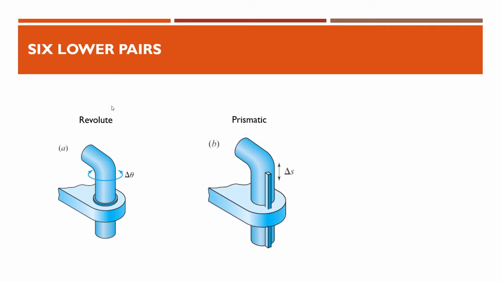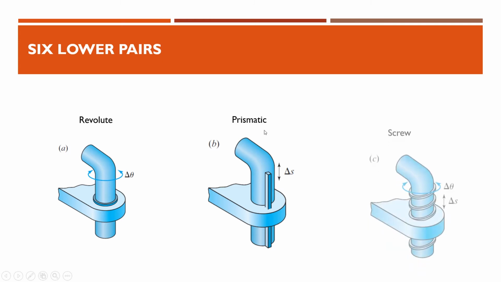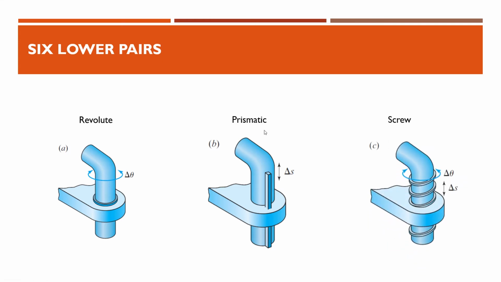Second one is a prismatic pair. This can only slide. I indicated the direction also: this can only slide in the vertical direction. Because this slot is provided, it can only slide, so this is a prismatic pair. Third one is a screw pair. It can rotate as well as it can slide, similar to a screw joint. When we tighten the screw, it will rotate, and at the same time it will move in the vertical direction also. So it's a screw pair.